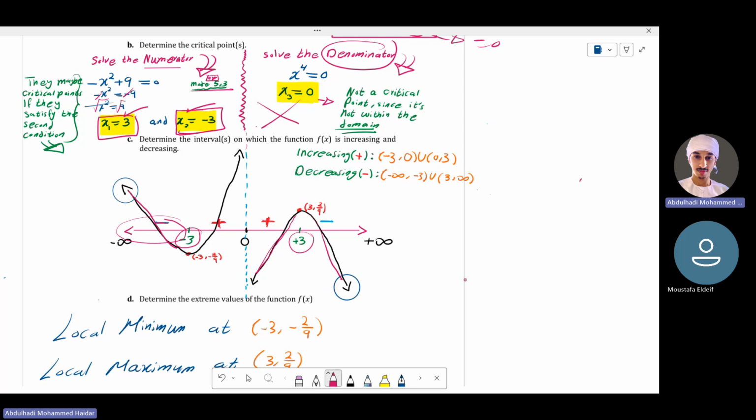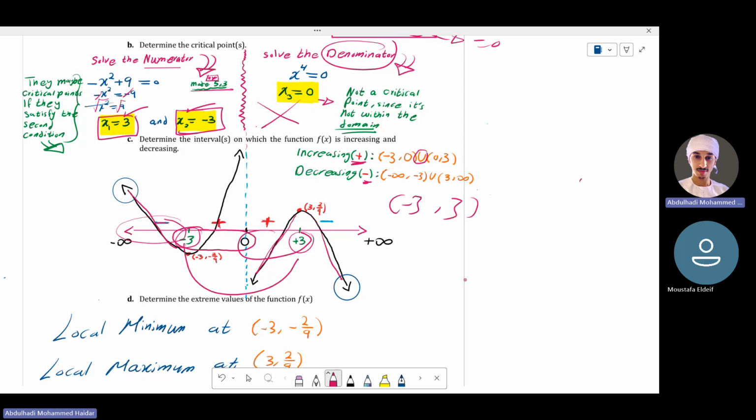So where are the increasing and decreasing intervals? Easy. The increasing are the plus signs, and the decreasing are the negative signs. So the increasing is from minus 3 to 0, and from 0 to 3. Why didn't I put from minus 3 to 3 directly? Why just put from minus 3 to 0 and then from 0 to 3?